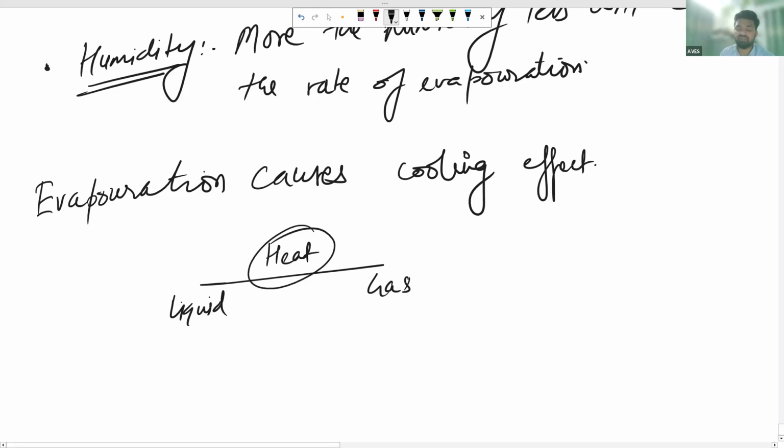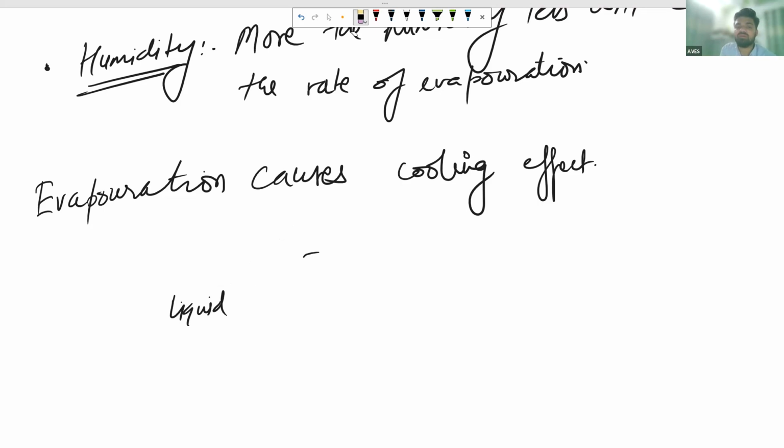Why does evaporation cause a cooling effect? Because during evaporation, the heat energy from the particles of water is absorbed from the surface of the substance, which helps in converting the liquid into the gaseous state, and in turn it cools the surface. So we'll simply say here: why does evaporation cause a cooling effect?